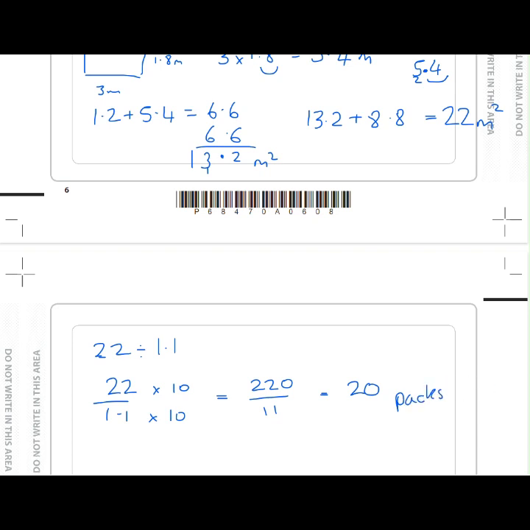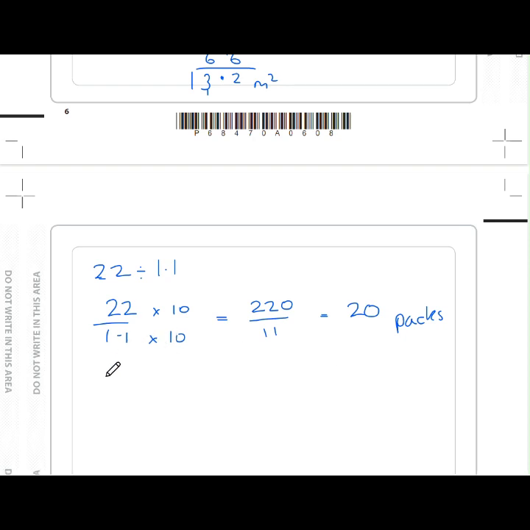Another way of looking at it is that 10 packs would be 1.1 times 10, which is 11 meters squared. So 1.1 times 20 will give us the 22 meters squared. So he's going to need 20 packs.